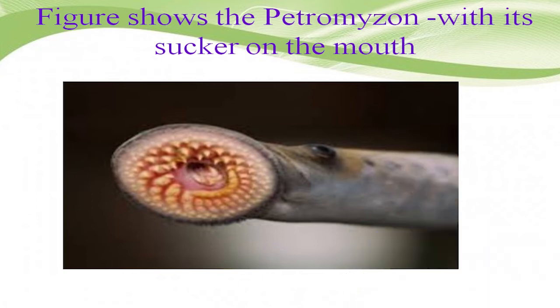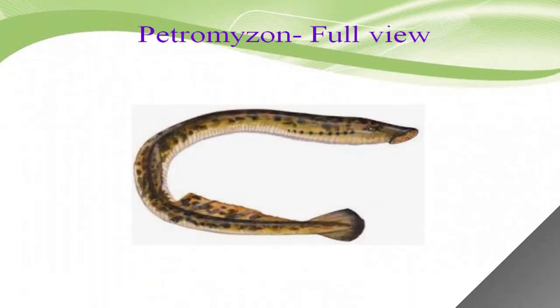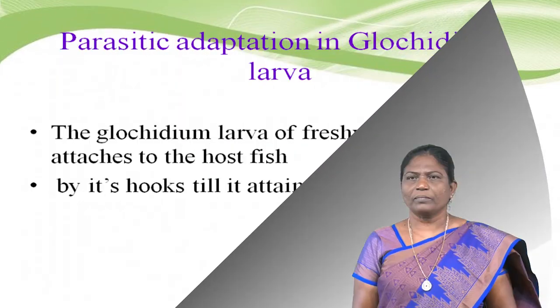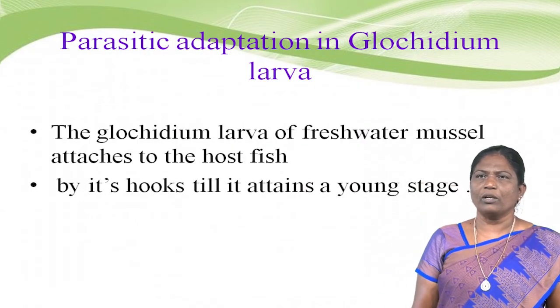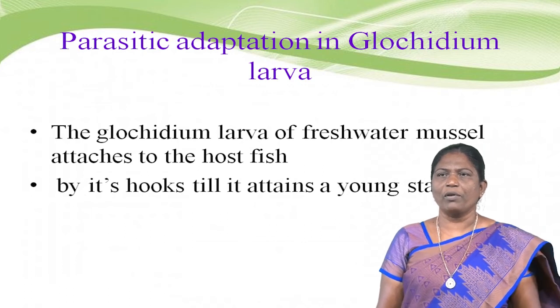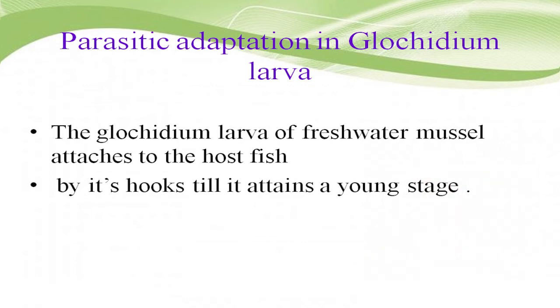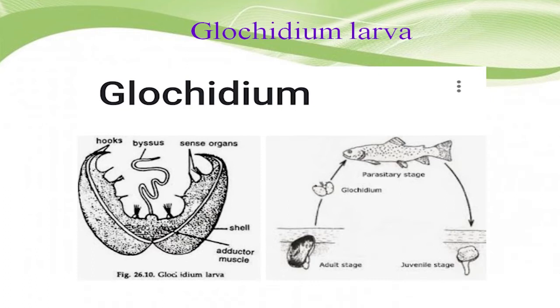This figure shows the Petromyzon with its sucker on the mouth. This is the entire view of the Petromyzon. The next is about the parasitic adaptation in Glochidium larvae. Here the Glochidium larvae of freshwater mussel attach to the host fish by its hooks till it attains a young stage. This is a diagram of Glochidium larva which attaches on the gills of the fish.